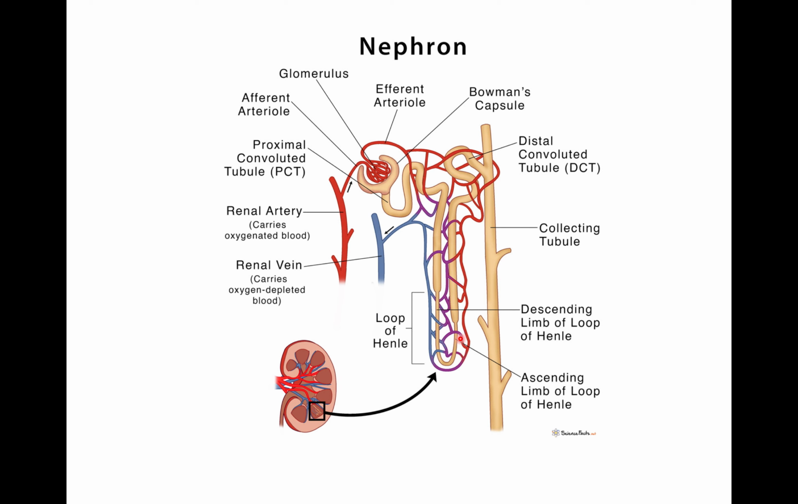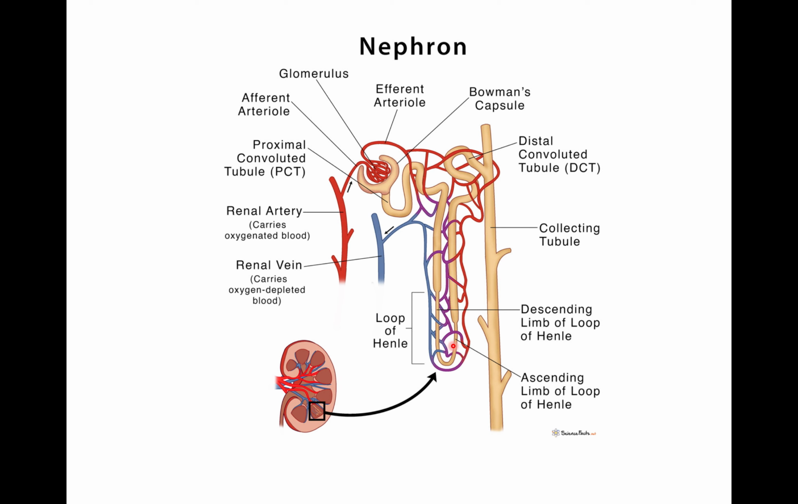Then second is the ascending limb. The ascending part runs parallel to the descending limb, but it is impermeable to water. So descending is permeable to water, but ascending is impermeable to water. It helps to pump sodium out of the filtrate, and it increases the interstitial fluid concentration. And this filtrate with low salt concentration is passed to the distal convoluted tubule, which is the next part of the nephron.